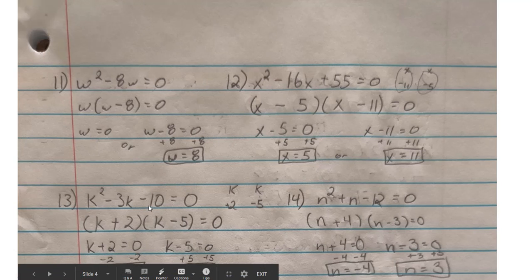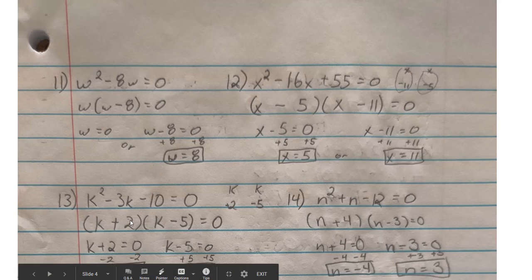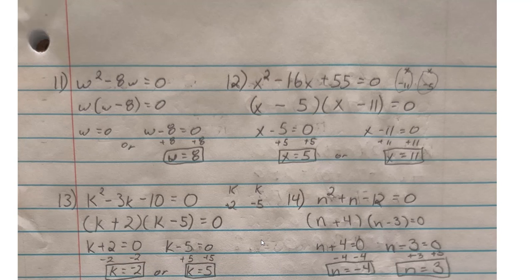Here, factor out. Signs are different. Difference of the factors is going to be 3, so that's 5 and 2. 2 is positive, 5 is negative. Therefore, get out of the way, little toolbar, and we will see that k equals either negative 2 or positive 5.